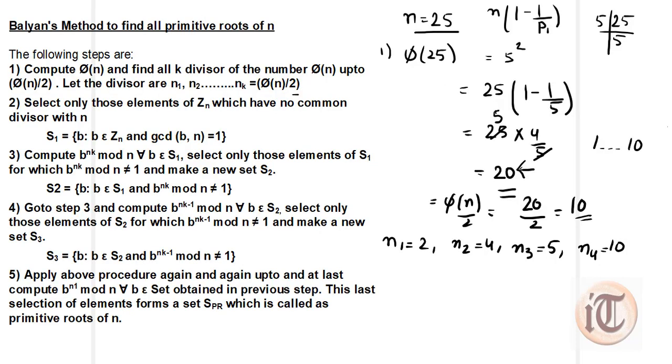In step 4 we go to step 2, and now we compute b to the power n of k minus 1 for all the elements of b in the set S2, and put them into the new set S3. So we will repeat this process again and again. In the next step, step 3, we have to compute b to the power n of k minus 1. So for n equals 25, we compute b to the power n of k minus 1 mod n.